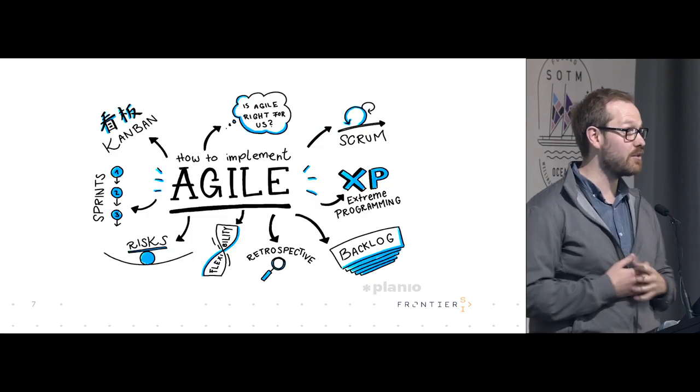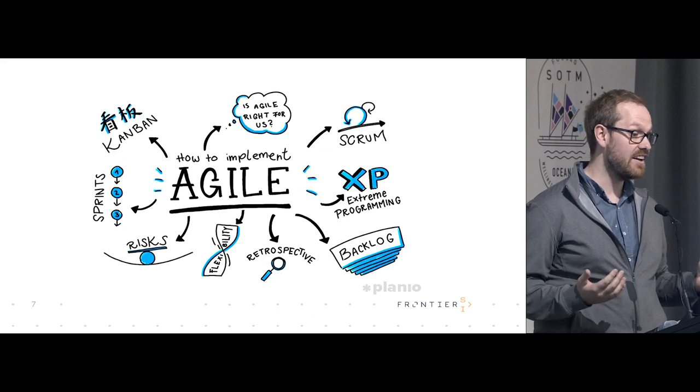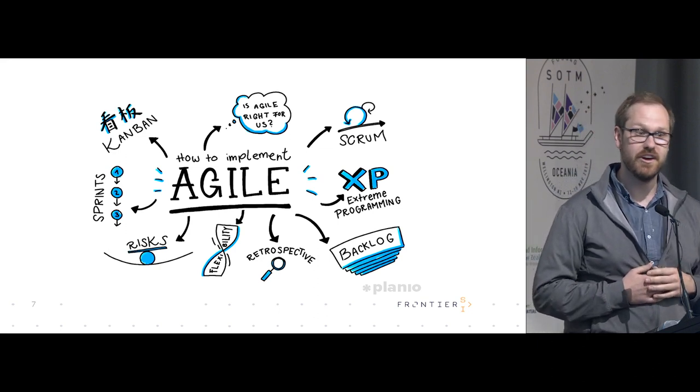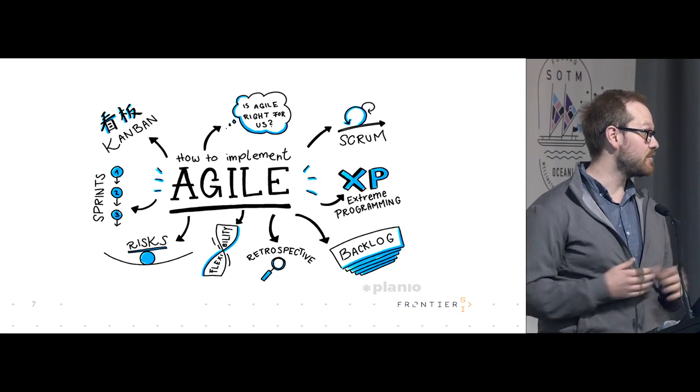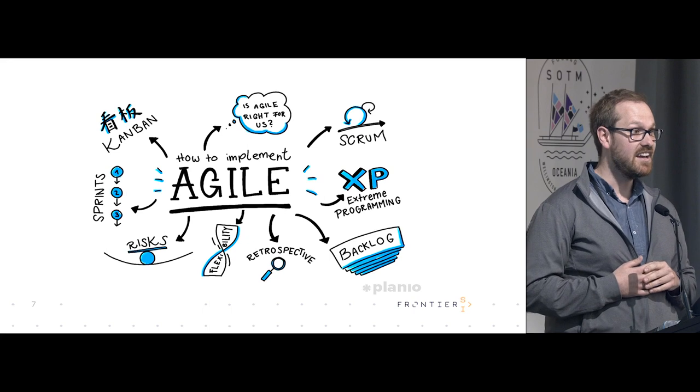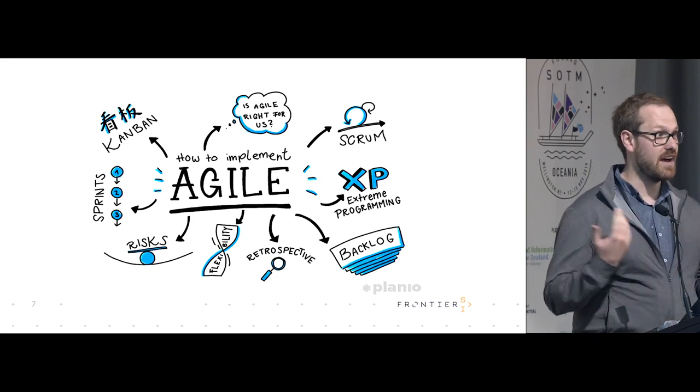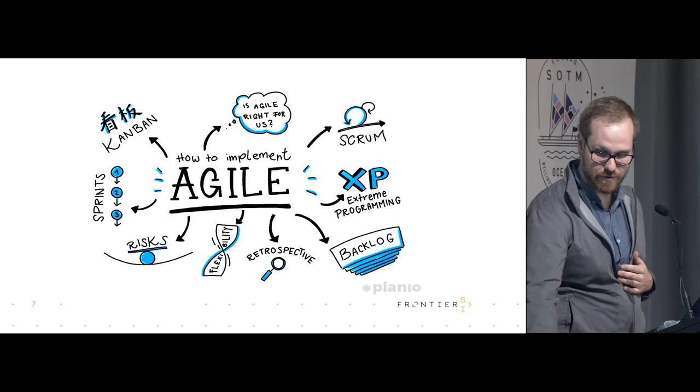So the question here was, how do we do Agile at FrontierSI? There's all these different methods and frameworks. There's Kanban, there's Scrum, there's extreme programming, there's Scale, there's Safe, there's all these different things. But in this case we have researchers, we have developers, so how do we find something that can work for everybody?